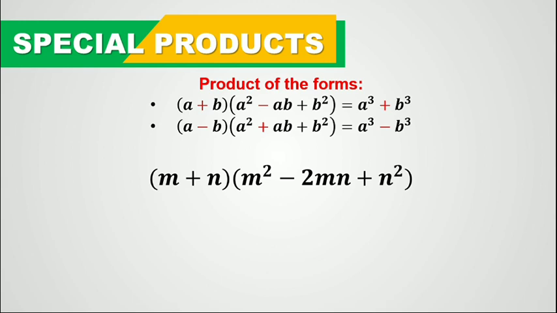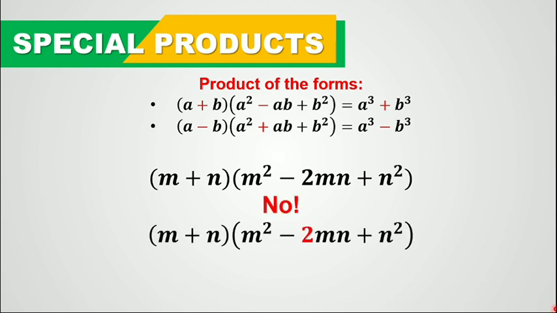Now, this time I want you to identify if the factors given follow the two forms. So m plus n times m squared minus 2mn plus n squared. Are these factors following the given forms? Yes or no? Definitely it's not. So no.